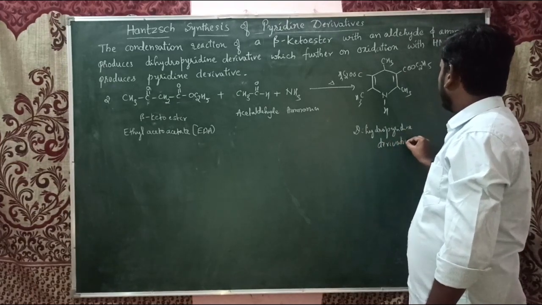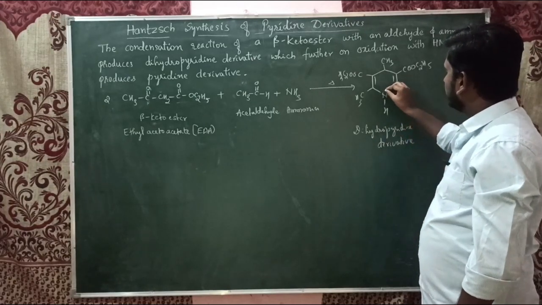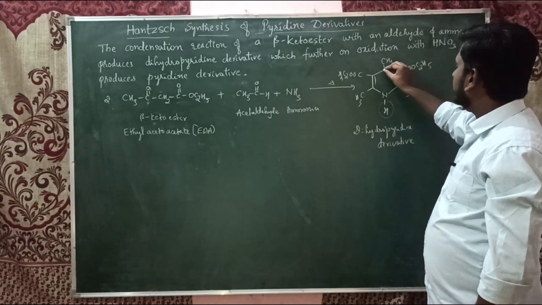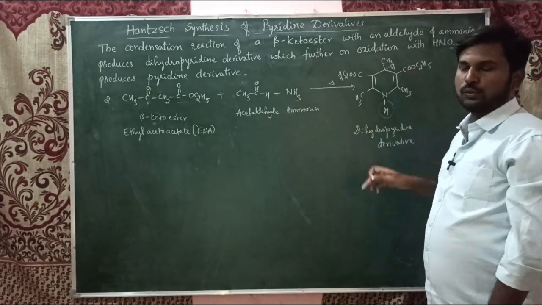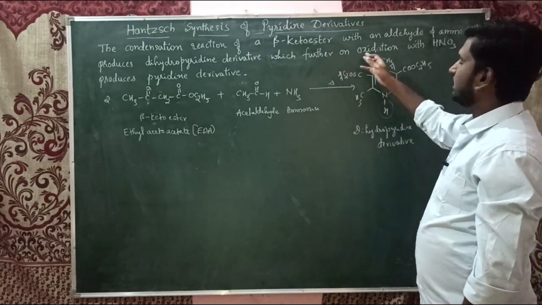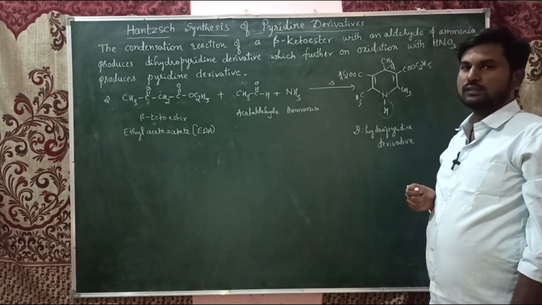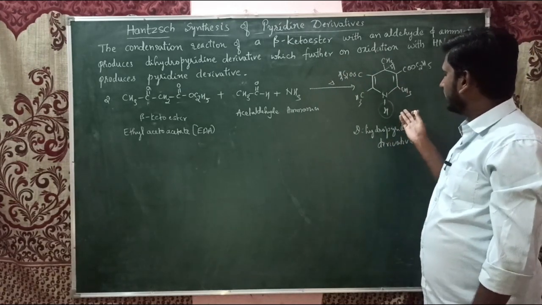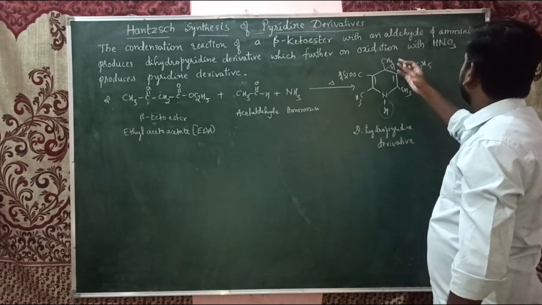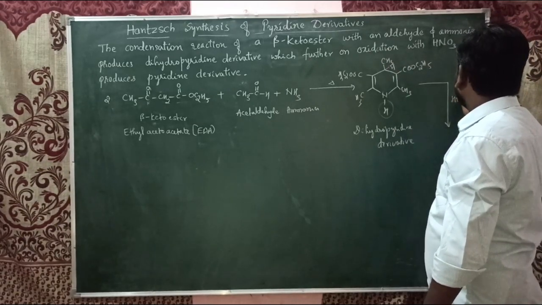So why is it called dihydropyridine? Because in the case of pyridine, usually there is no extra hydrogen, but here there is an extra hydrogen, and here also one extra hydrogen. So there are two hydrogens that we have to remove, and that will be done by oxidation actually. That's why it is a dihydropyridine molecule.